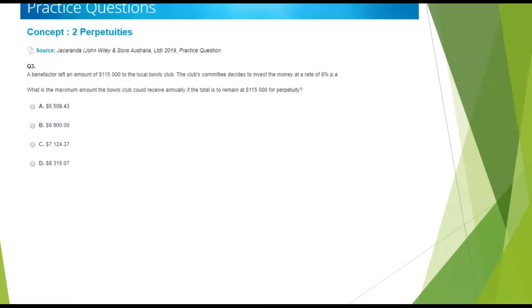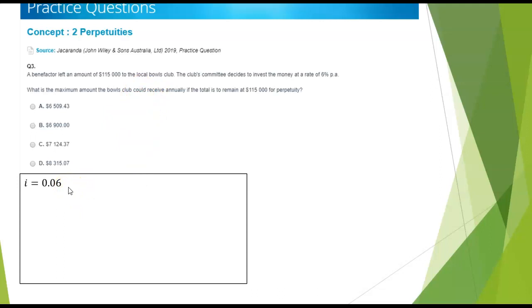Question 3. A benefactor left an amount of $115,000 to the local bowls club. They're very generous. So the club committee decides to invest the money at 6% per annum. What is the maximum amount that they can receive if $115,000 is going to remain as a perpetuity? So we're now looking for M.